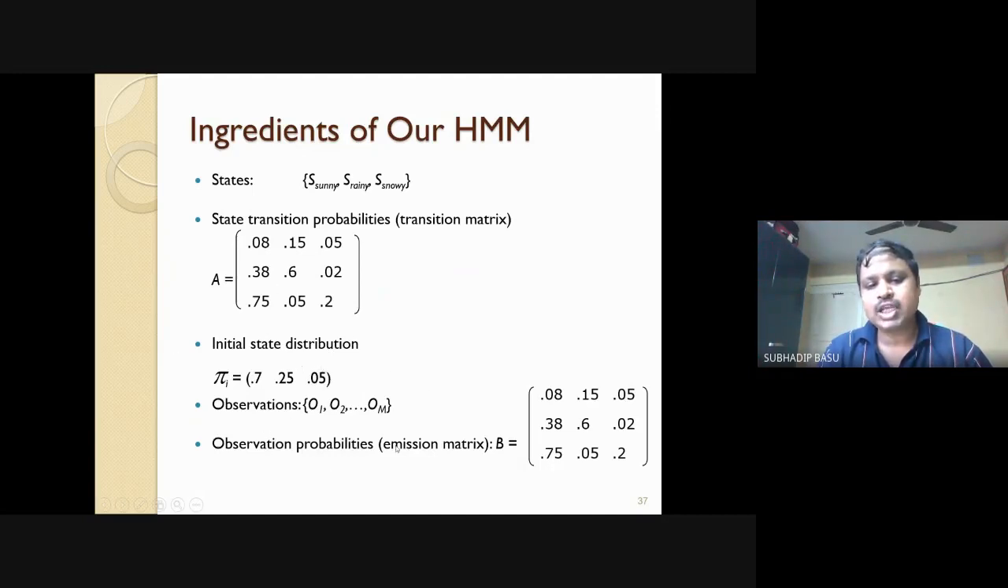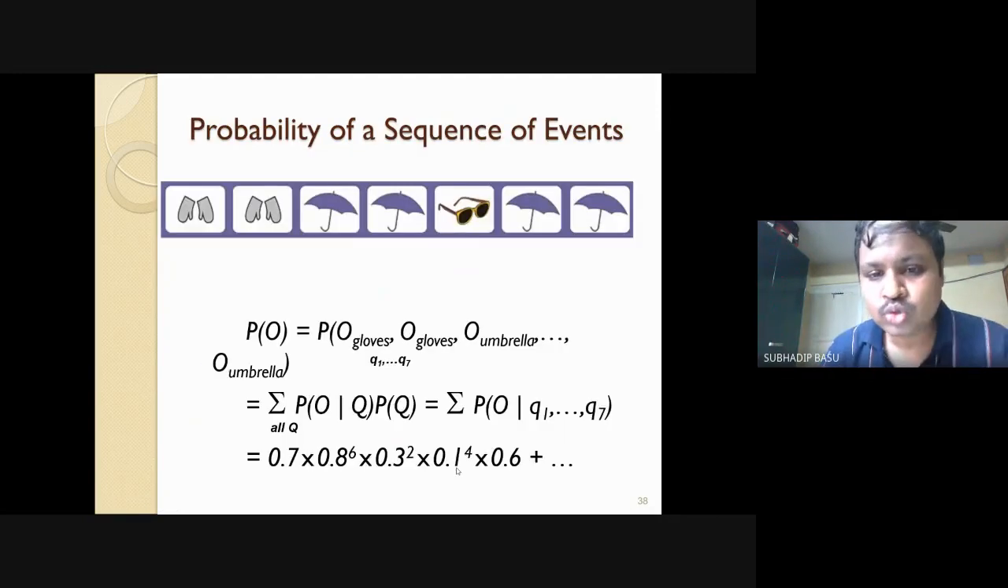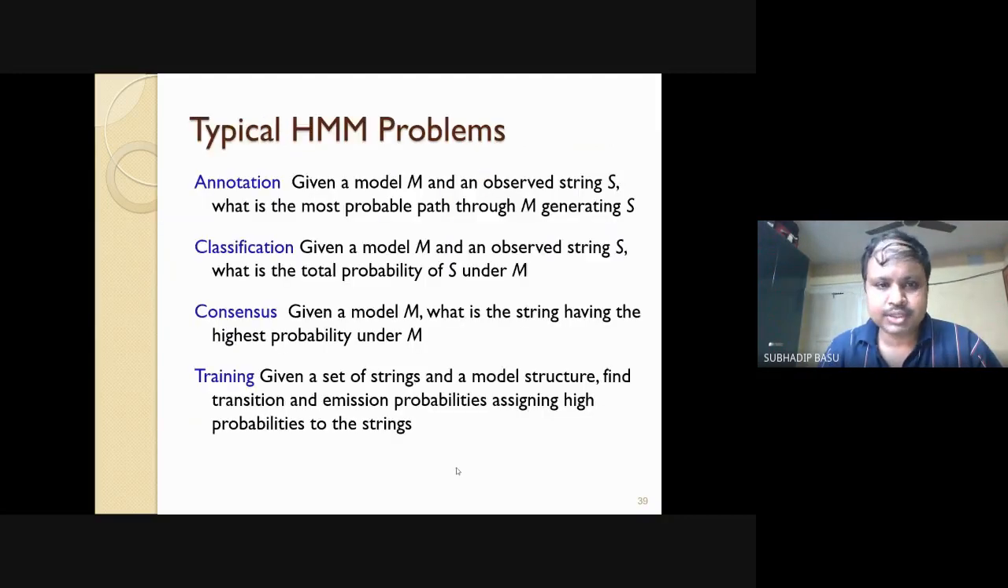And what are the observations? There can be m different types of observations, and m cross m types of observation probabilities. Okay, so instead of taking the example of a weather prediction problem, we will directly go into the problem where we can see how a secondary structure can be predicted. In general, typical prediction problems are like annotations, classifications, consensus, and training.